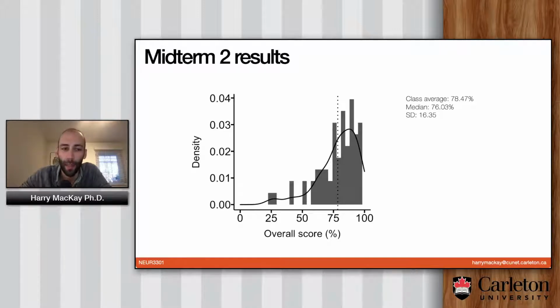So I'm happy to say that people did a fair bit better on this one than the first one, which is roughly what I was expecting. So here the class average was 78.47%. The median was 76%, meaning that half the people got better than 76%, and the standard deviation was 16.35. So here's a histogram showing the distribution of grades. You can see that it's very skewed toward the positive end.